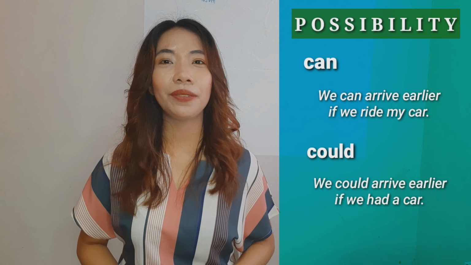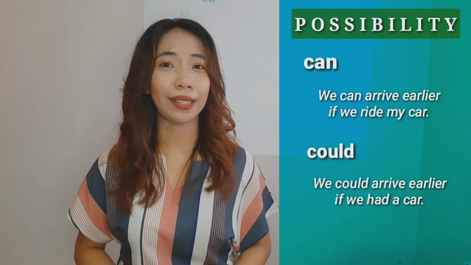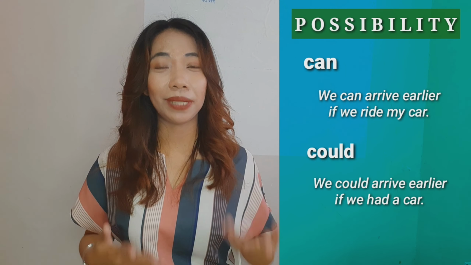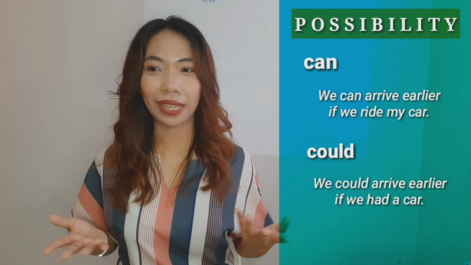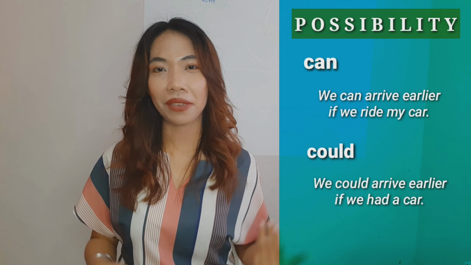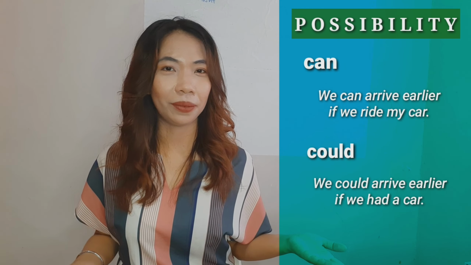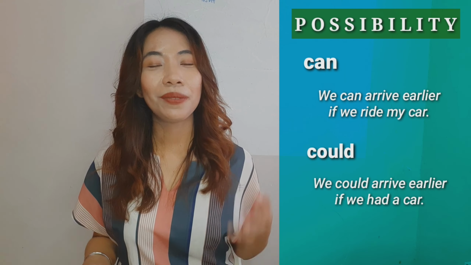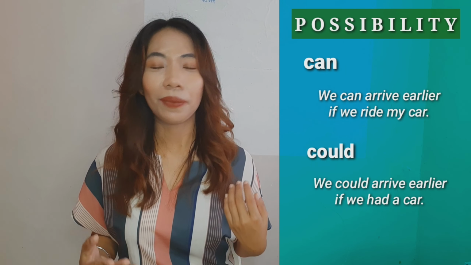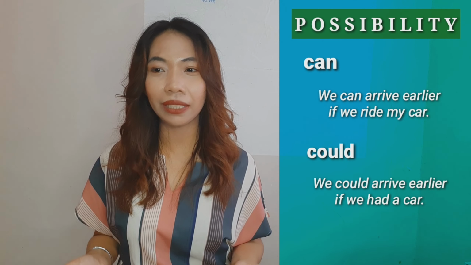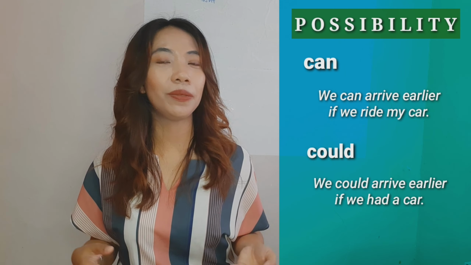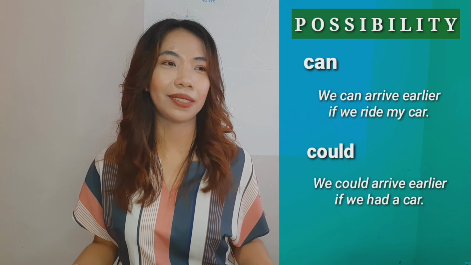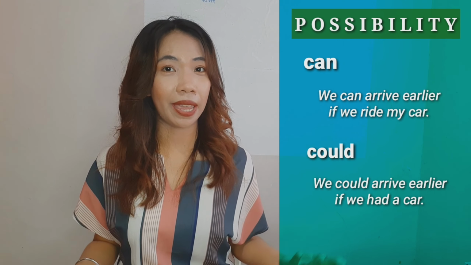I want you to think of the difference between these two sentences. For the first one, it implies that I actually have a car and we can ride it, so we can arrive earlier wherever that is. For the second sentence, we don't have a car, but I'm saying I have this theory that if ever one of us had a car at that time, we could arrive earlier.